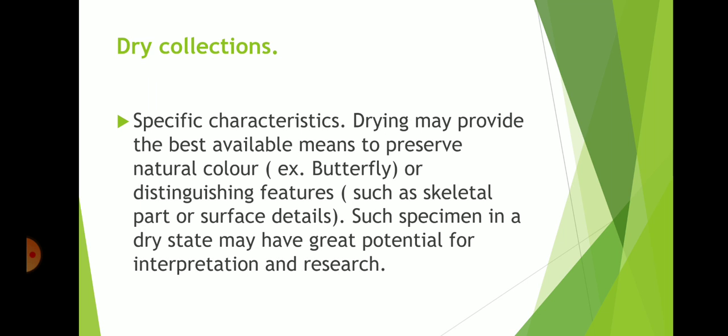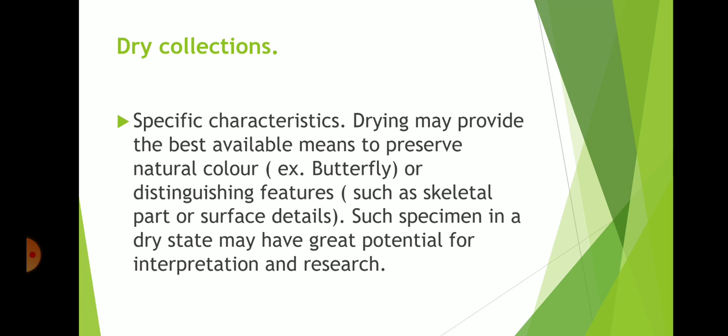The second factor is specific characteristics. Drying may provide the best available means to preserve natural color. Dry collection is essential for preserving the natural colors of the animal or species, because in wet collection these natural colors may disappear due to the chemicals we use for preservation. Dry collection is also best for preserving distinguishing features, that is skeletal parts or surface details, because these can vanish due to the chemicals. Specimens in a dry state have great potential for interpretation and research.